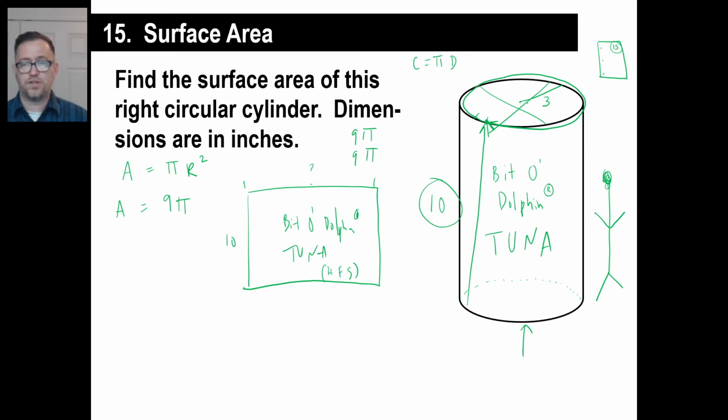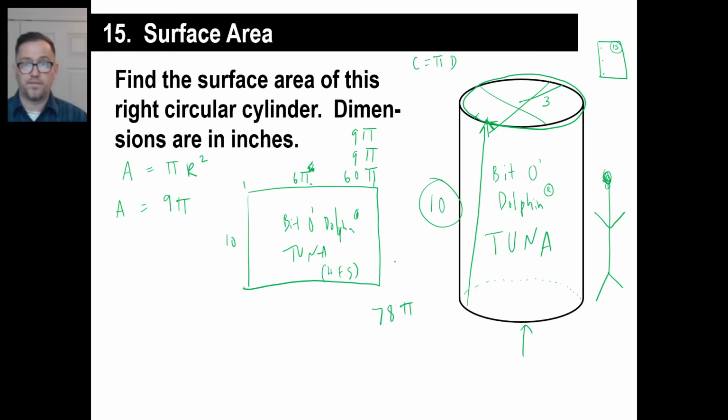Well, if the radius is 3, then what's the diameter? 6, right? Okay, so this circumference is 6 times pi, so you can just write 6 times pi. That's the circumference. So this is 6 times pi, this is 10. Well, the entire surface area of the side, you just multiply 6 pi times 10, which will give you 60 pi. And there you go. You add up all those, 9 plus 9 plus 60, they'll give you 78 pi. And if you want to, you can leave that as your answer.